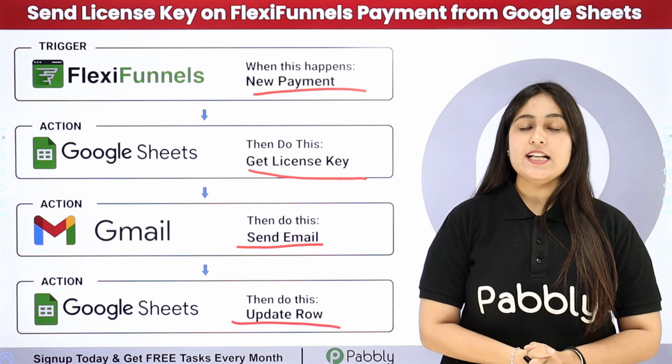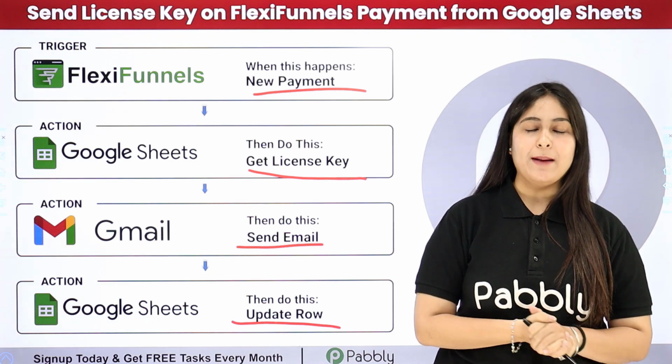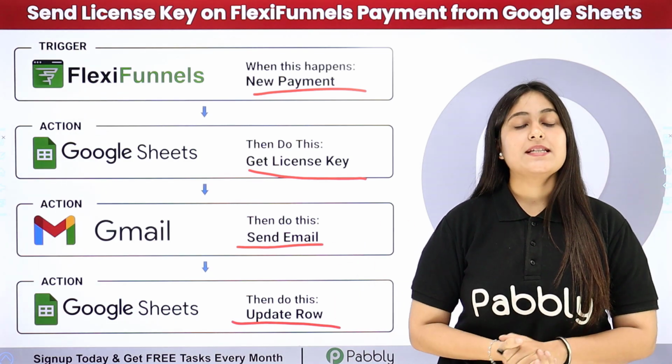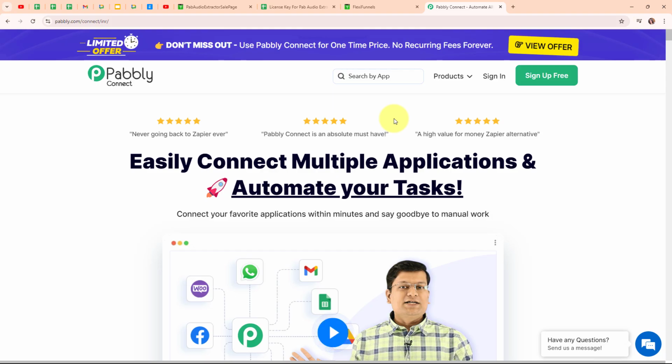So to build this connection, I need to connect these applications using an automation software named Pabbly Connect. To learn this process step by step, let me take you to my screen. Welcome to my screen. Here in this video, we are going to understand how to send a license key on FlexiFunnels payments from Google Sheets.